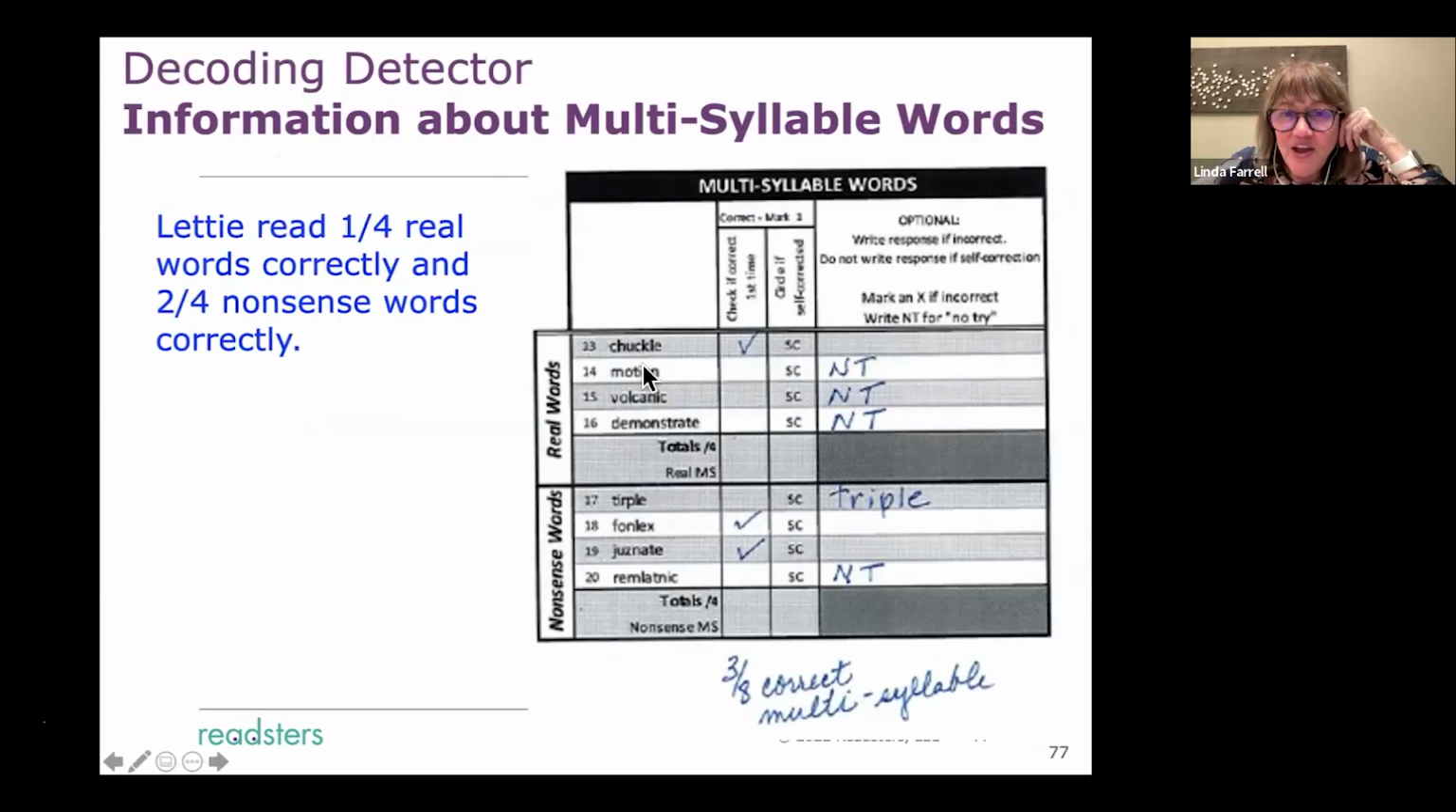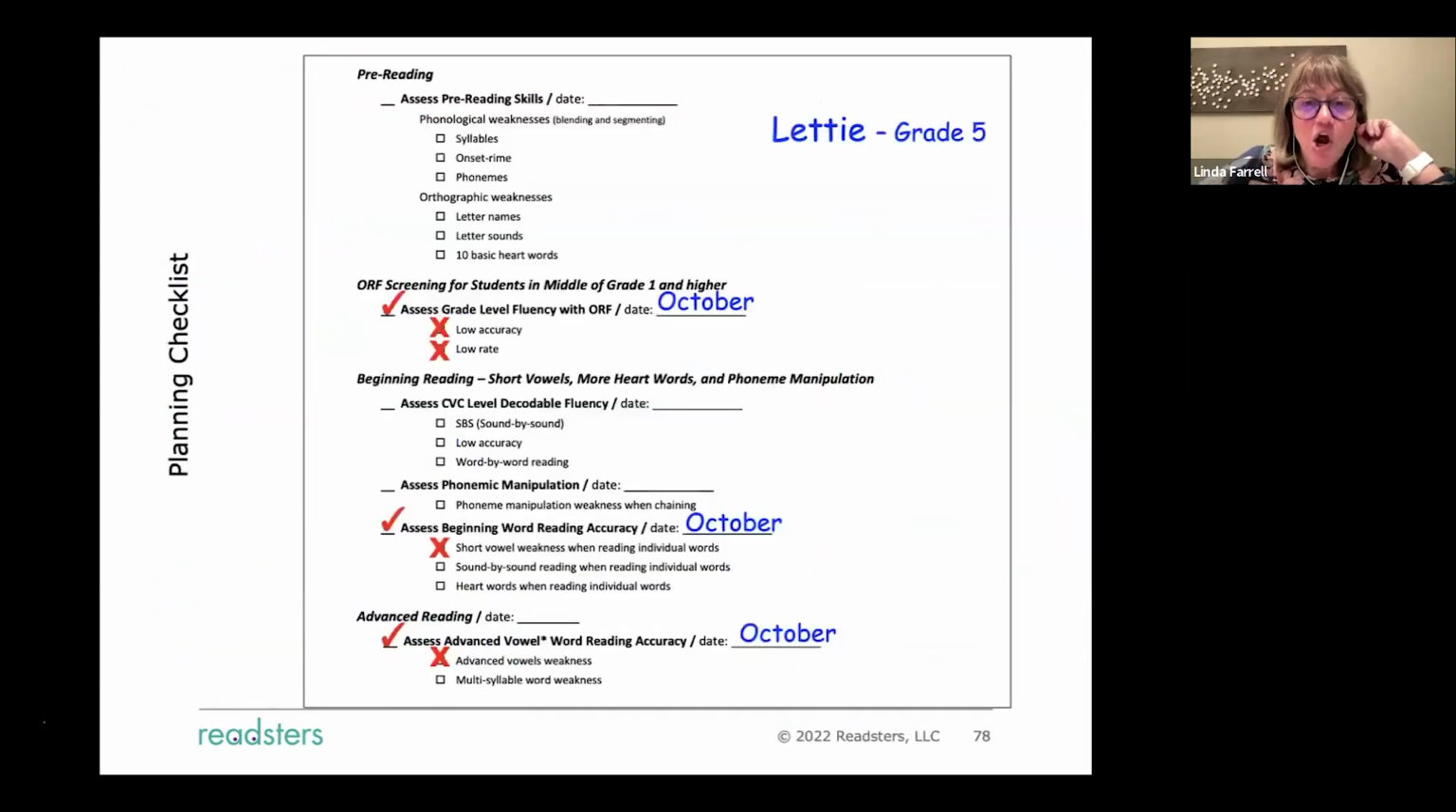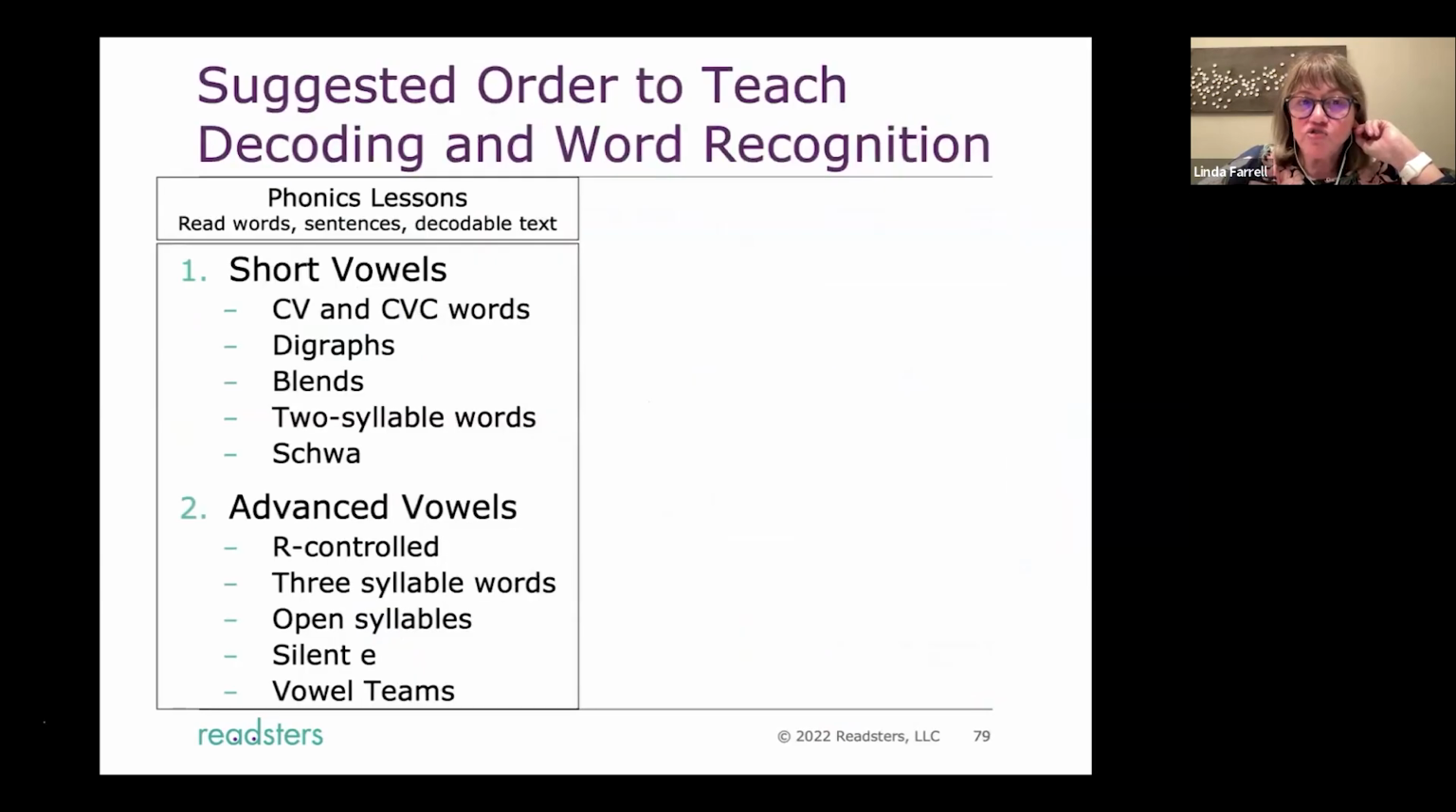Let's look at multisyllable words. Chuckle, motion, volcanic, demonstrate. She could only read 1. Interestingly, she read 2 of the nonsense words correctly. But once we get to the point where she's ready for multisyllable words, we've got to get those right away. We teach multisyllable words at the short vowel level first. But now we know where to start her instruction.